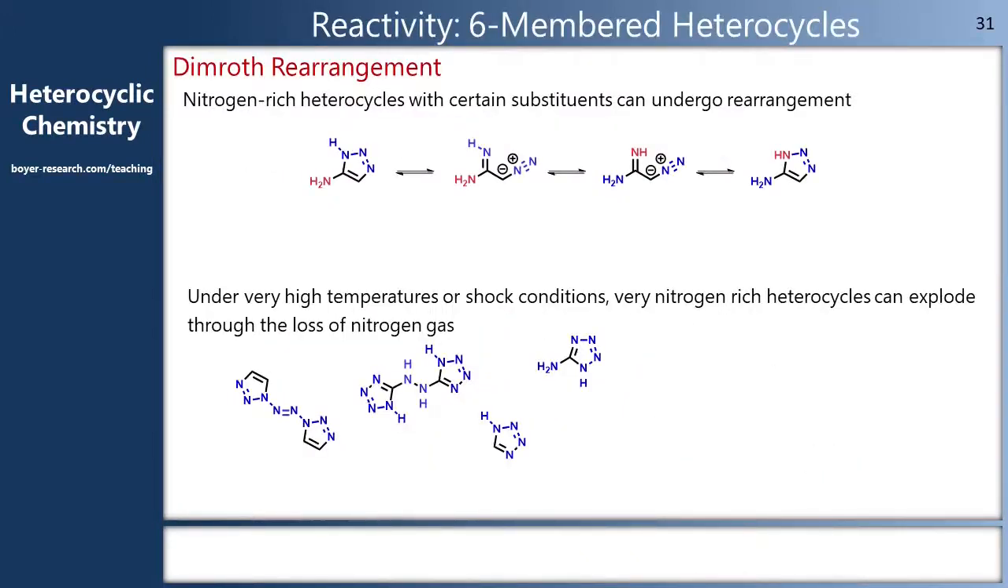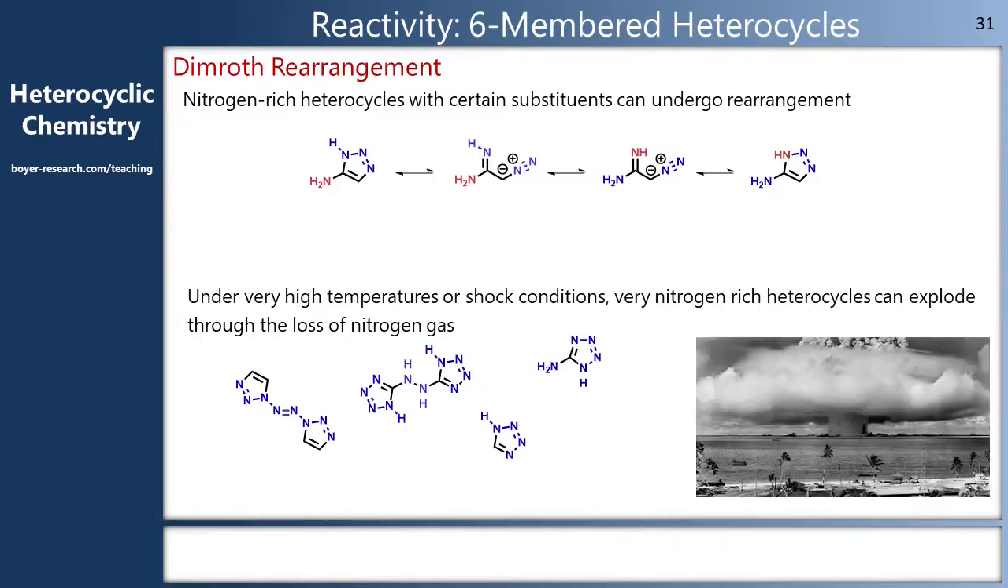What is interesting though is when it's in the ring open form, essentially we have a molecule of nitrogen in there, and molecules that are nitrogen rich and can give off nitrogen are commonly used as explosives. So these molecules at the bottom of the page here have all been evaluated or noted as being explosive.